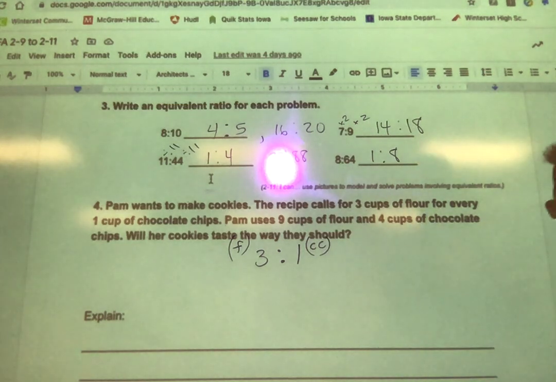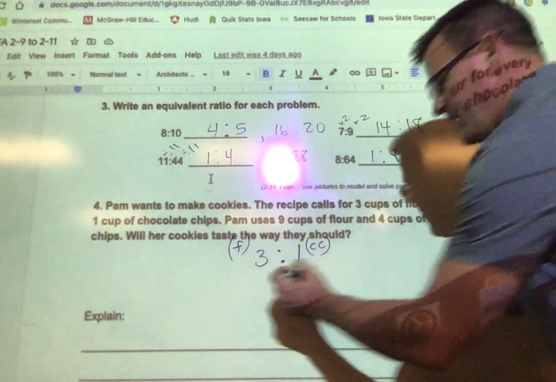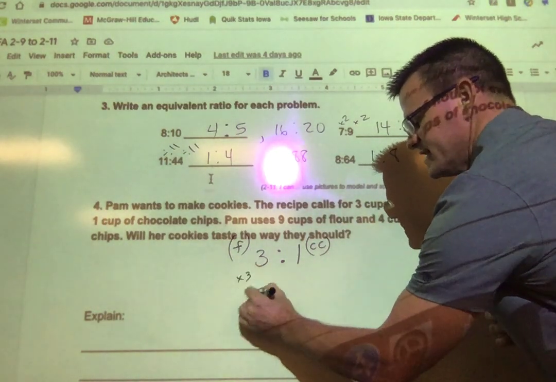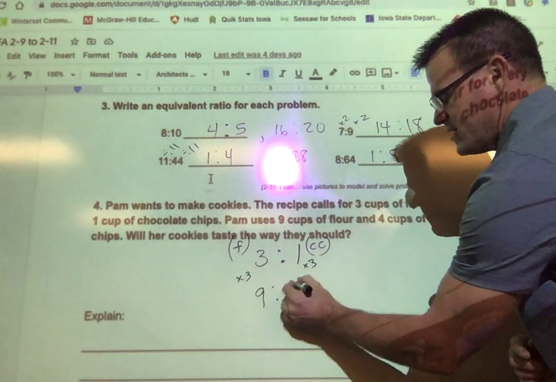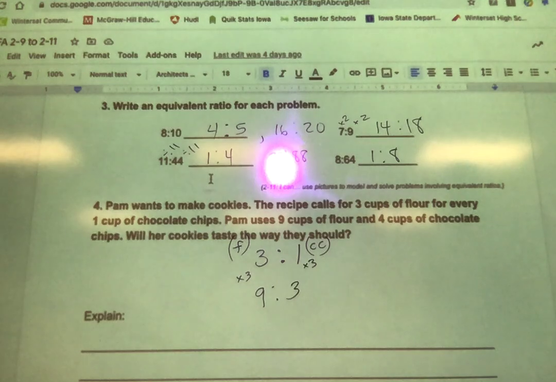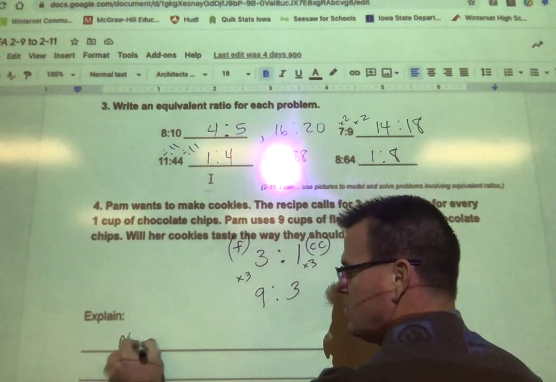And it says Pam uses 9 cups of flour and 4 cups of chocolate chips. Well, will their cookies taste the way they should? When I'm looking at these ratios, I'm going to do this more abstract way, just thinking multiplicatively. I know if I want 9 cups of flour, I'd have to take this times 3 to get it to 9. And if I take this times 3 as well to keep it at the same rate, it would be a 9-to-3 ratio, not a 9-to-4 ratio. Okay, so in that case, she did not keep the same ratio. So will the cookies taste the way they should? Okay, and our answer here would be no.